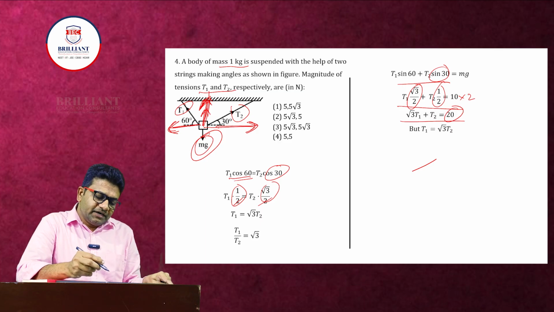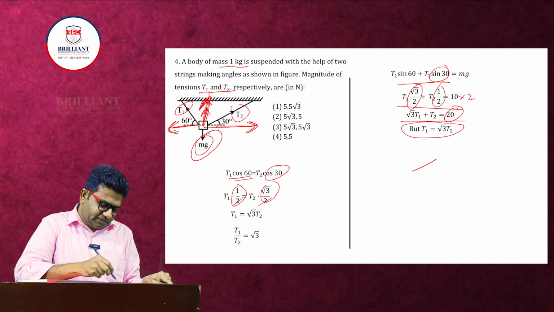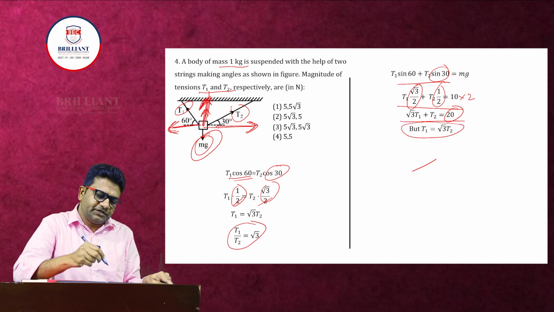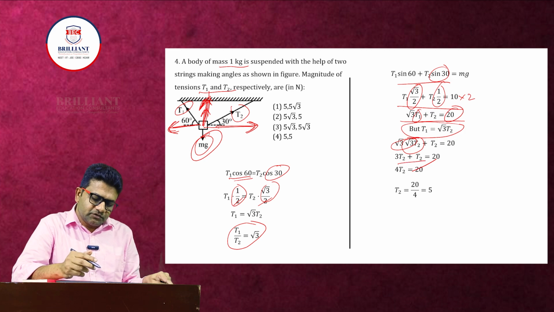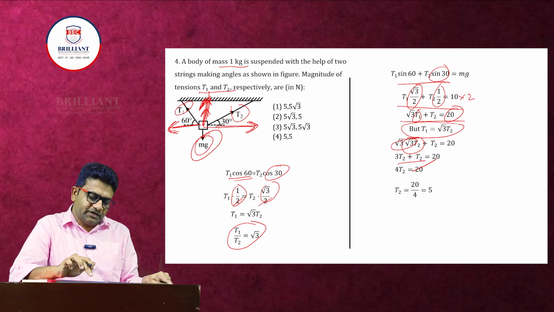Now we know that T1 is equal to root 3 T2. Putting it here, root 3 into root 3 T2 plus T2 is equal to 20. So root 3 into root 3 becomes 3 T2 plus T2 equal to 20. So 4 T2 is equal to 20. So T2 is equal to 5.